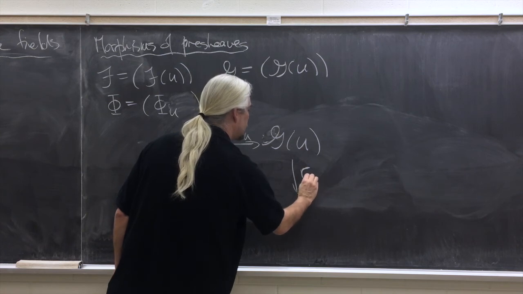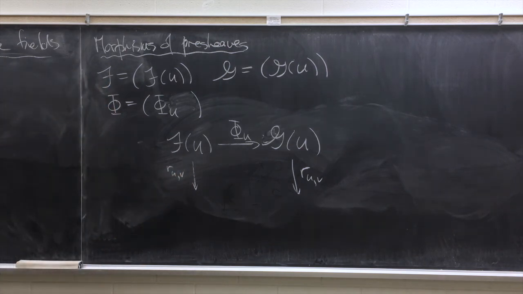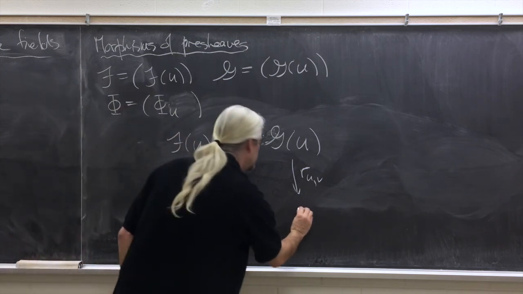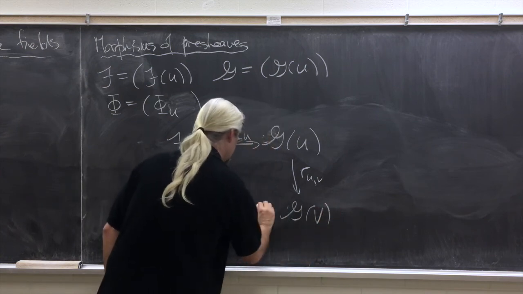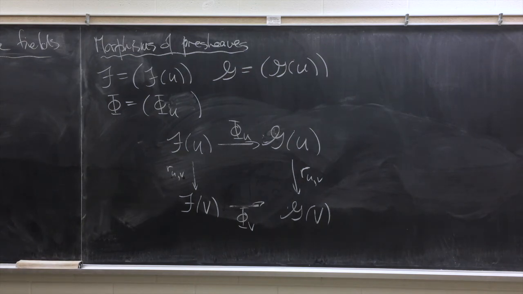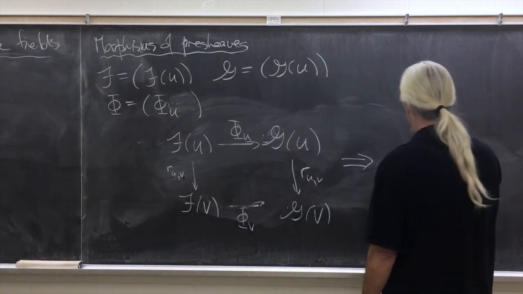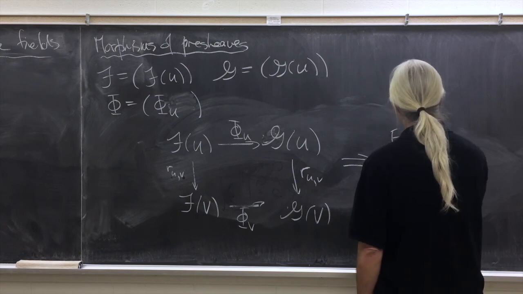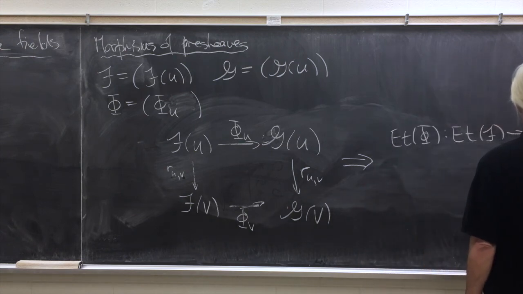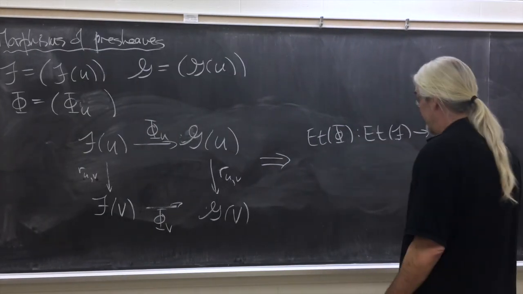So we have these restriction mappings, and I'll just write them both as R, although they're for different presheaves. Here U and V are open, V is a subset of U. So you have the commuting of restriction with these morphisms. And what this restriction property leads to is that you have a mapping between the etale spaces, which is defined in more or less the obvious way.